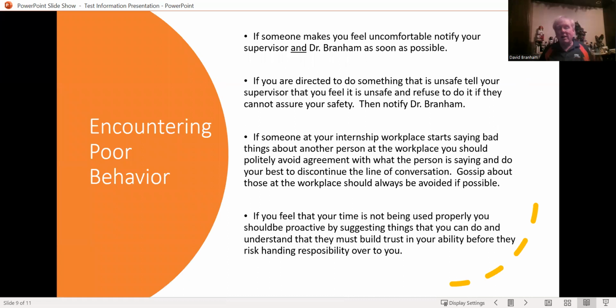Encountering poor behavior. If someone in your office makes you feel uncomfortable, be sure to notify your supervisor and me as soon as possible, especially if you think they're doing something inappropriate. Sometimes there have been times when students thought that inappropriate things were occurring when they really weren't. And sometimes a conference will clear that up. There are other times when people have acted inappropriately. So if you get that, please let me know right away so that I can do something about that.